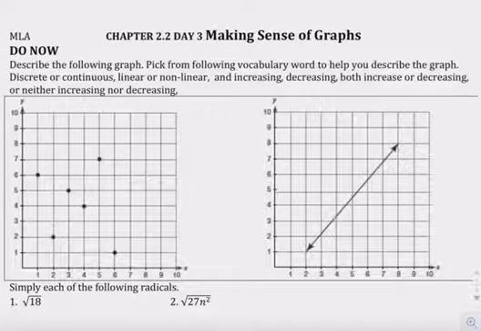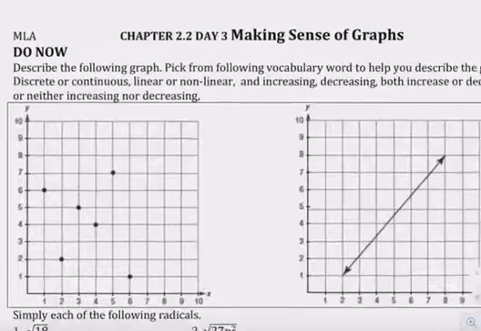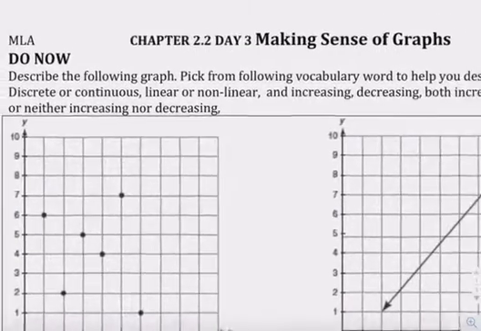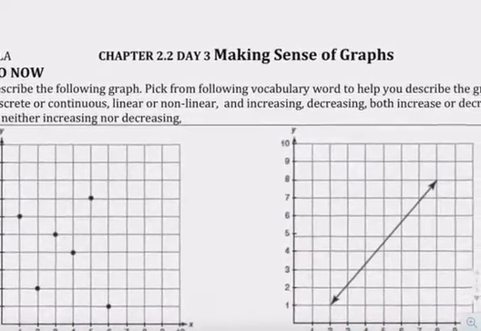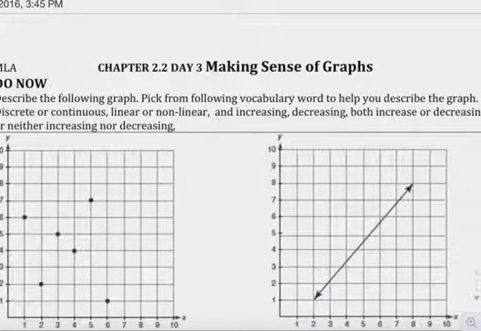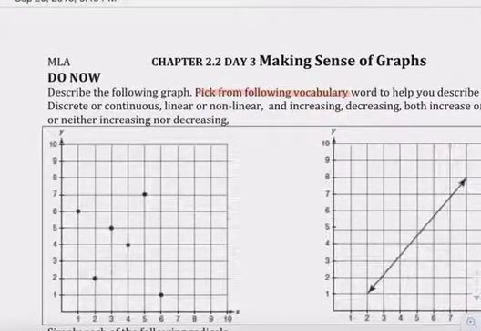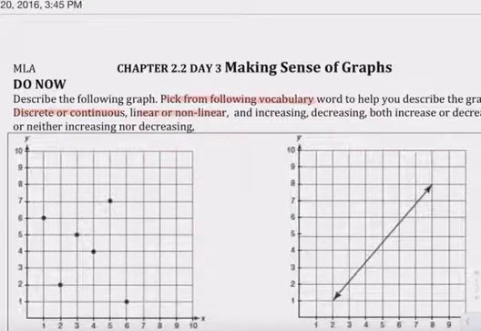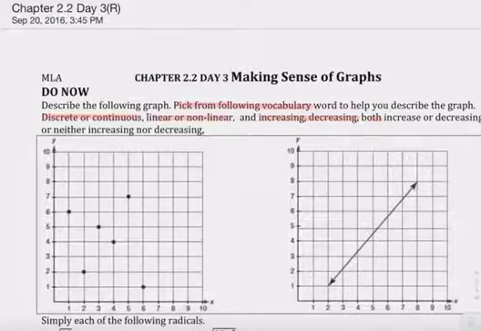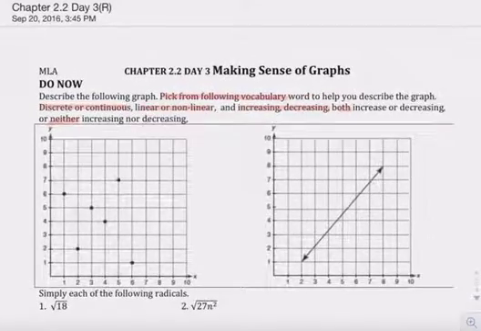Okay, this is your homework. The first problem is to describe the following graph. Pick from the following vocabulary words to help you describe the graph: discrete, continuous, linear, nonlinear, increasing, decreasing, both, or neither.